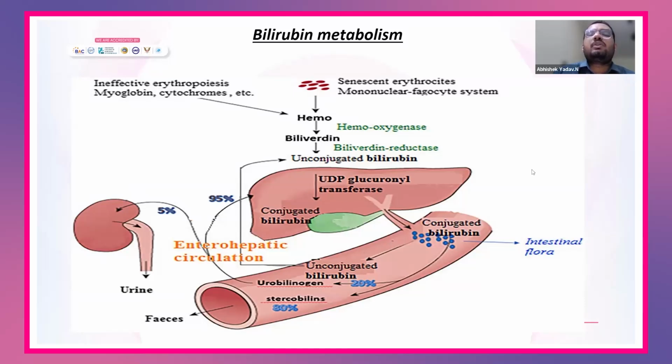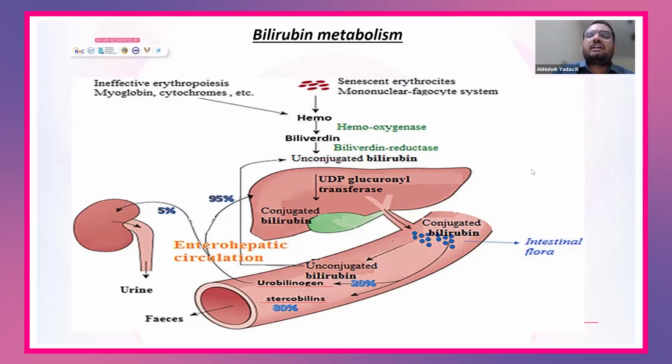This unconjugated bilirubin will be bound to albumin and carried to the liver for conjugation. Once it enters the liver, by the action of the UDP glucuronyl transferase enzyme, it is converted into conjugated bilirubin. This conjugated bilirubin, via the biliary secretions, enters the intestine, where by the action of the gut flora it will be reduced to form stercobilinogen and urobilinogen.